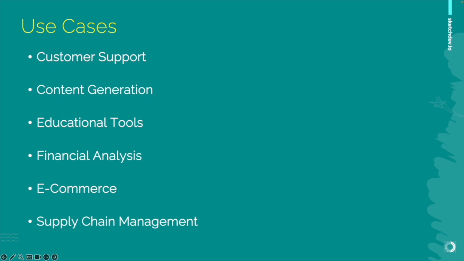E-commerce: you could provide product recommendations, assist with order tracking, or maybe even manage a virtual storefront. And then finally, supply chain management. You could monitor inventory levels in real time, use data feeds to predict the demand, and maybe even automate the reordering process to ensure you always have the right level of inventory.